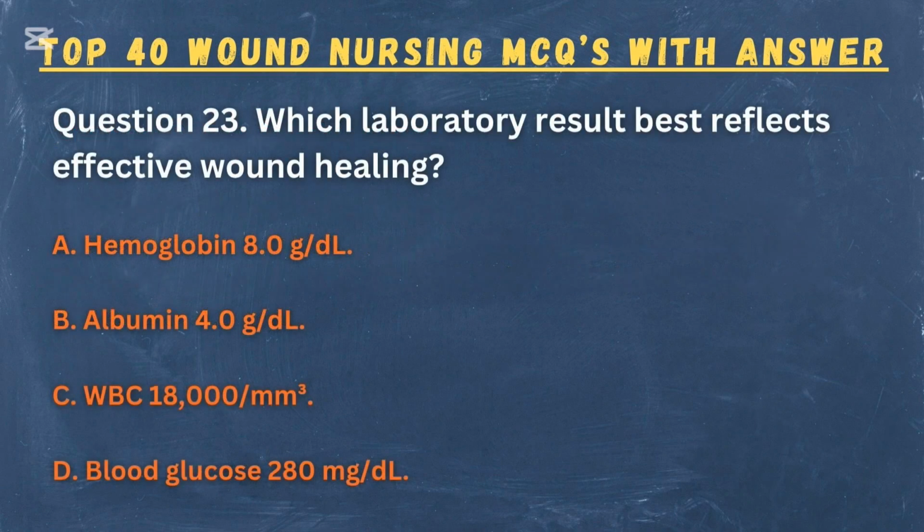Question 23. Which laboratory result best reflects effective wound healing? A. Hemoglobin 8.0 gram per deciliter. B. Albumin 4.0 gram per deciliter. C. WBC 18,000 per cubic millimeter. D. Blood glucose 280 milligrams per deciliter.